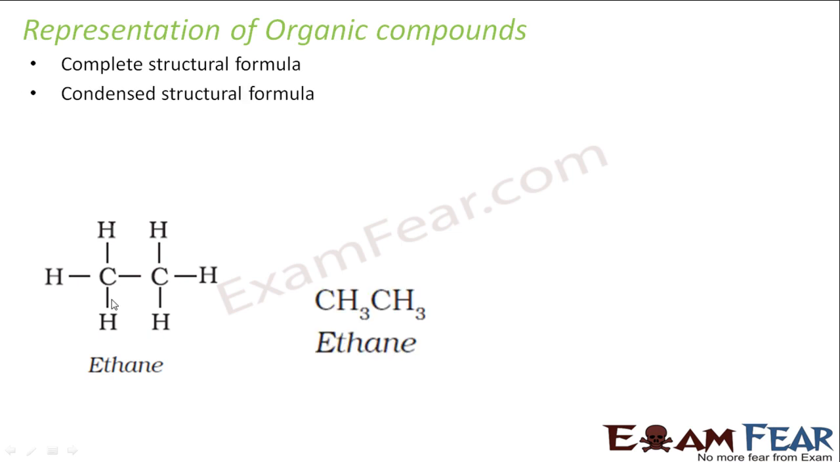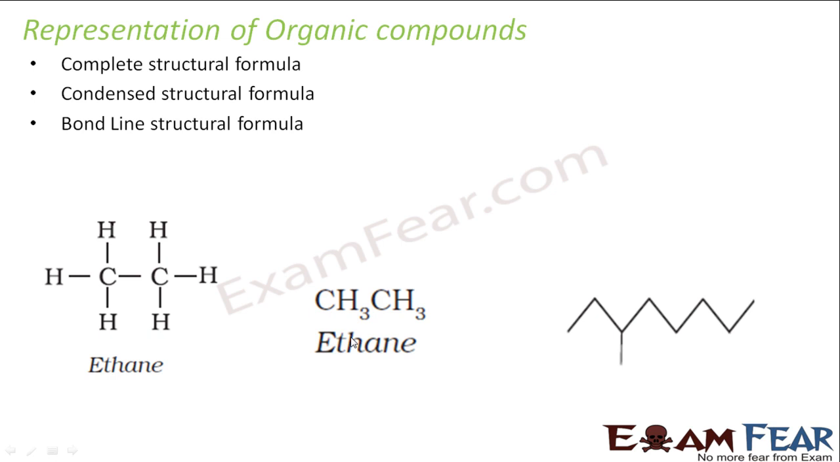Then there is the condensed structural formula. For example, you have a big compound, right? It's very difficult to remember the structure and very difficult to write the structure also. So instead of writing the whole structure, it's a little condensed, where you remove all the single bonds and just condense this. For example, you remove all the single bonds and you get this for ethane. This is the second way of representing an organic compound.